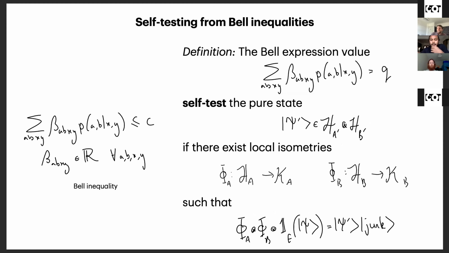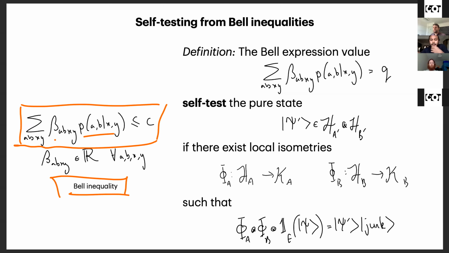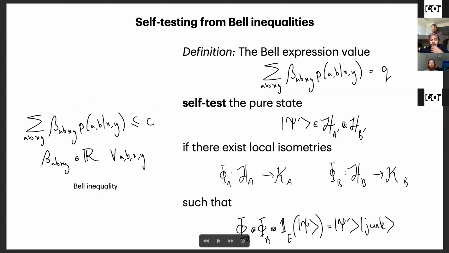Okay. And in the literature, instead of just looking at the pure correlations, it's very common to look at Bell inequalities. So you've got a Bell inequality of this form, you've got your correlations, you've got some real numbers, and if these correlations satisfy local hidden variable theory, then this is upper bounded by C. Quantum systems can violate these bounds. So often you'll see self-testing from Bell inequalities, where we're given a Bell expression value, such that when I evaluate this Bell expression for my statistics, it's equal to some value Q. I say this Bell expression self-tests the pure state psi prime, again, if there exist local isometries. So you can see this is a nice relaxation of the original problem of given all of the correlations. Instead, here we have this Bell expression.